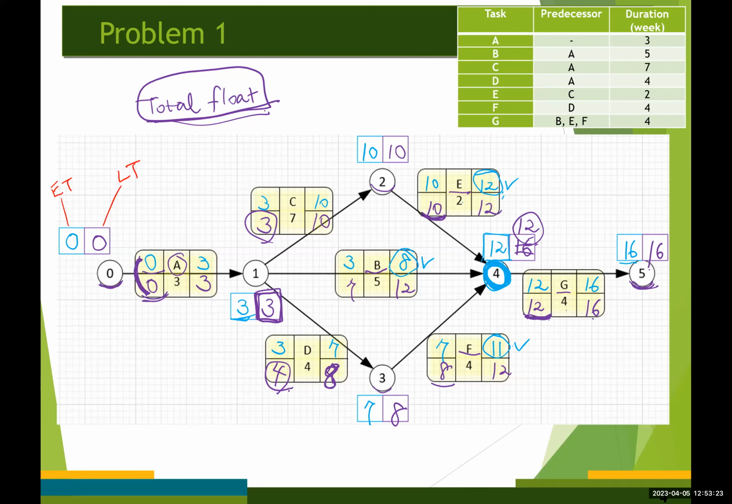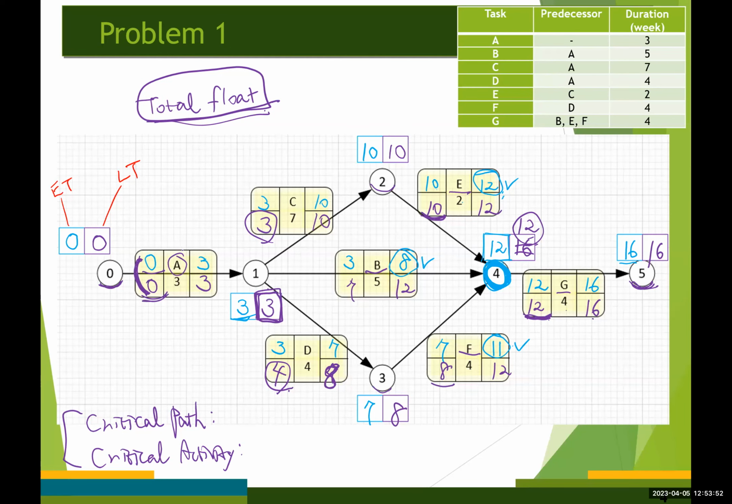So in our case, critical path and critical activities. How does it look like then?